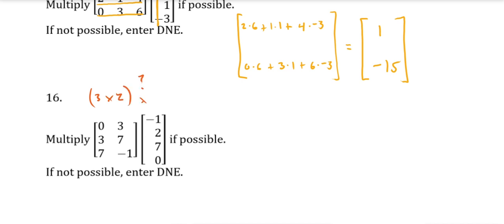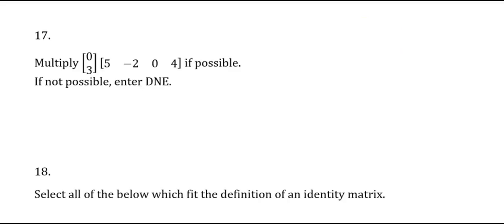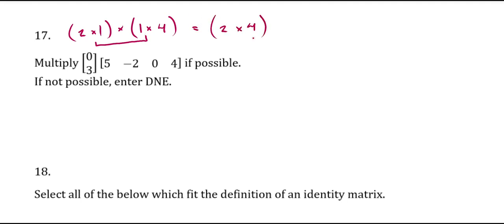Here we have a 3 by 2 matrix. And can I multiply that by a 4 by 1 matrix? No. 2 does not equal 4. These do not match, and so we cannot multiply these two matrices together. Likewise, with 17, we should check our dimensions. We have a 2 by 1 matrix, and over here I have a 1 by 4 matrix. And so yes, we are going to be able to multiply these together because these two numbers match, and our result is going to be a 2 by 4 matrix.